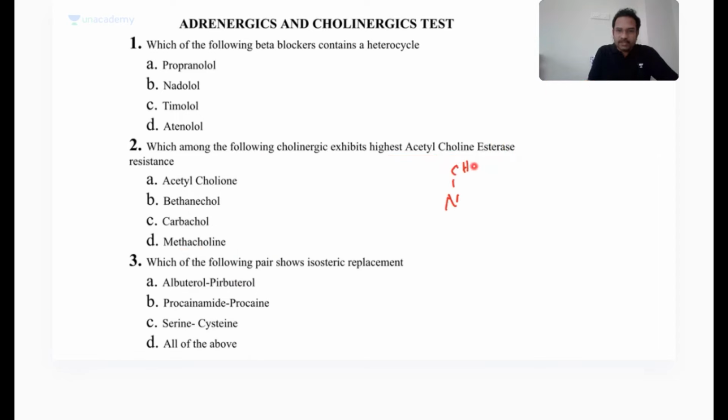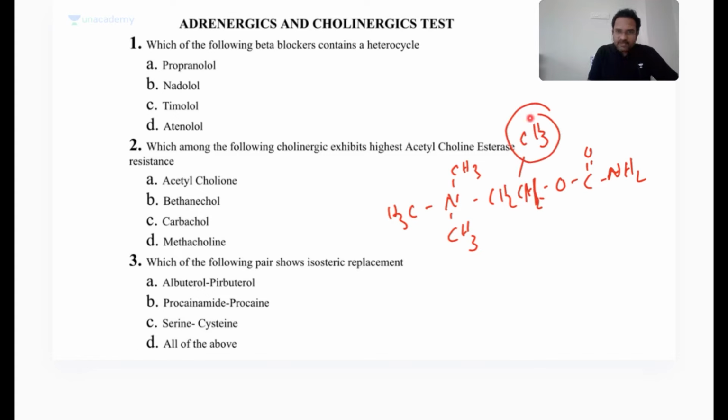Bethanechol will show both the transformations. See, you're not doing any change at this end. The change occurs only here. So bethanechol contains this electronic modification, as well as a methyl substitution on this carbon. So two ways the enzyme is blocked. That's the reason why the highest resistance is shown by bethanechol.